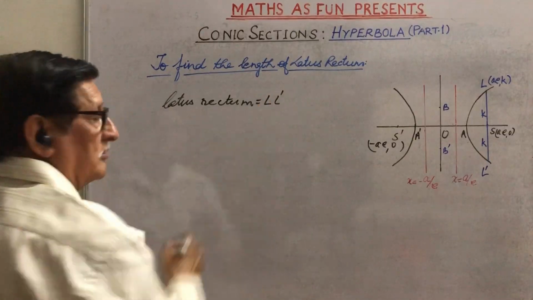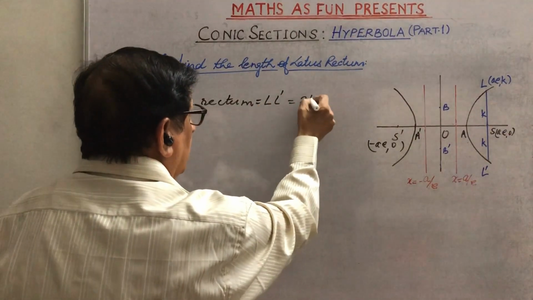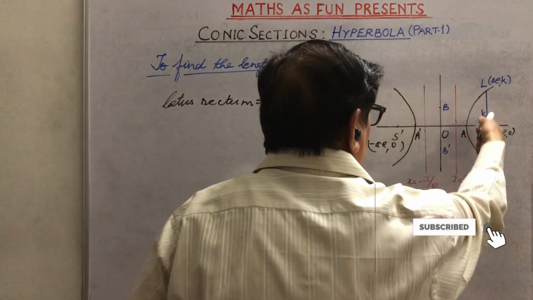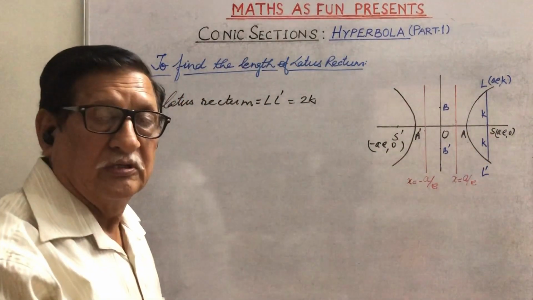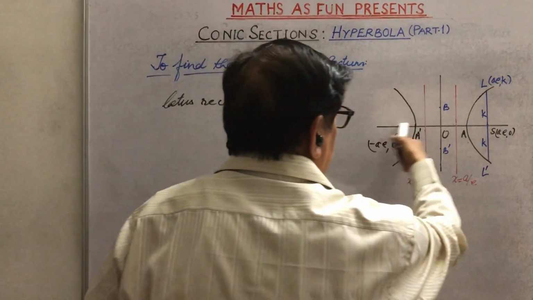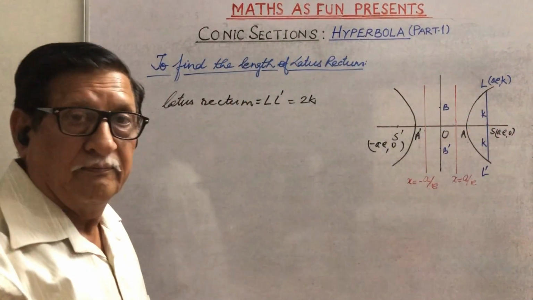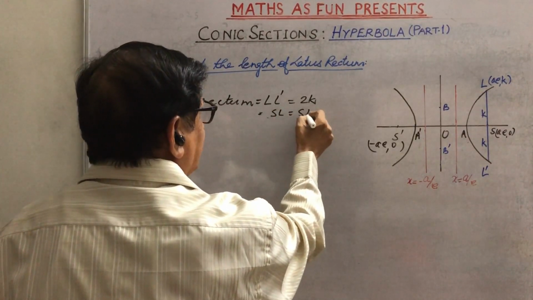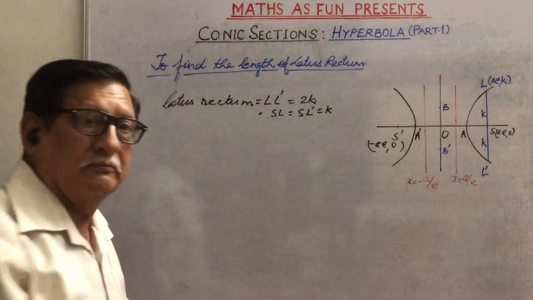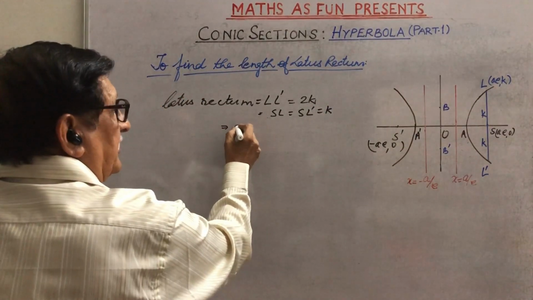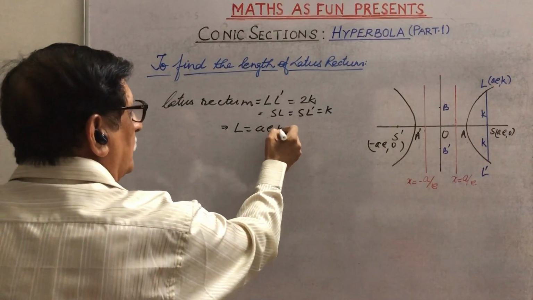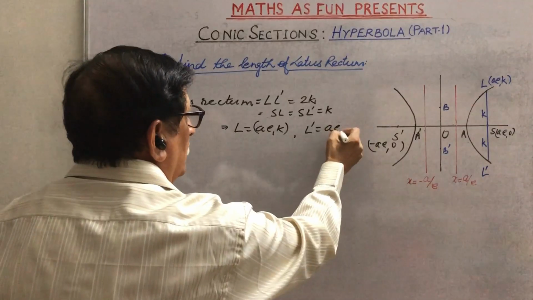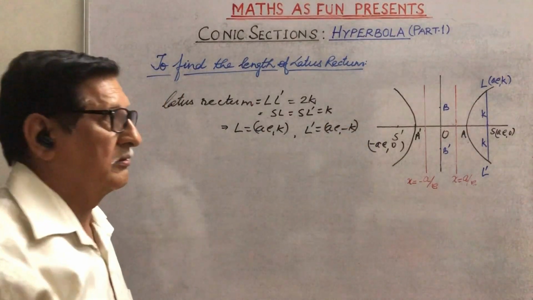Let the length of this be 2k. If the length is 2k, this is equal on both the sides because the hyperbola is symmetric about the x-axis. So we can say that SL is equal to SL dash and that is equal to k. Now can we say that the coordinates of L will be ae comma k and that of L dash will be ae comma minus k.